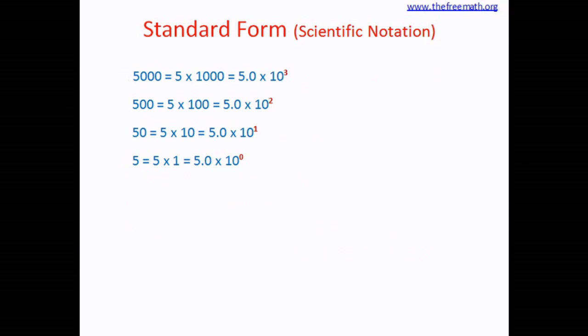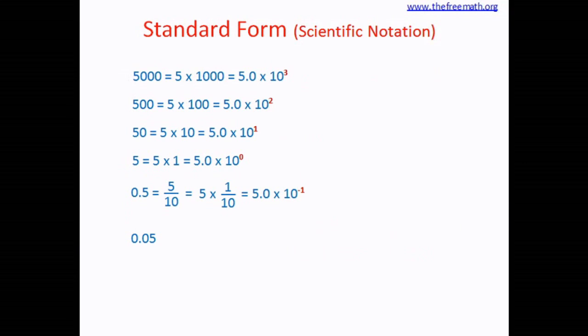What happens if the number is smaller than this? That means the number is something like this, 0.5. 0.5 equals 5 over 10 or 5 divided by 10. That means 5 multiplied by 1 over 10. And now 1 over 10 can be written as a power of 10. 1 over 10 means 10 to the power of negative 1. So now I have written 0.5 using standard form. It looks like this, 5.0 multiplied by 10 to the power of negative 1.